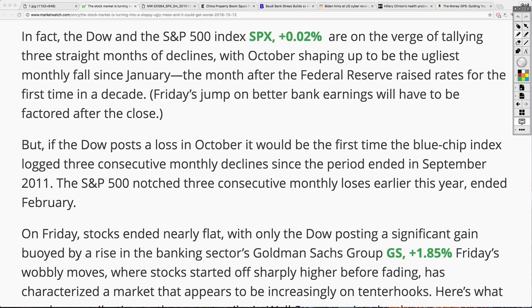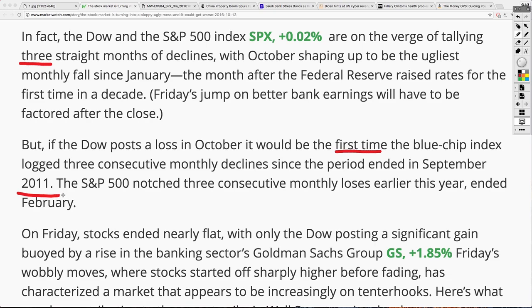straight months of declines. That's big. With October shaping up to be the ugliest monthly fall since January, which is just after the Fed raised rates a fractional percentage point. But regardless, if the Dow posts a loss in October, it would be the first time the blue chip index logged 3 consecutive monthly declines since the period ended in September 2011.